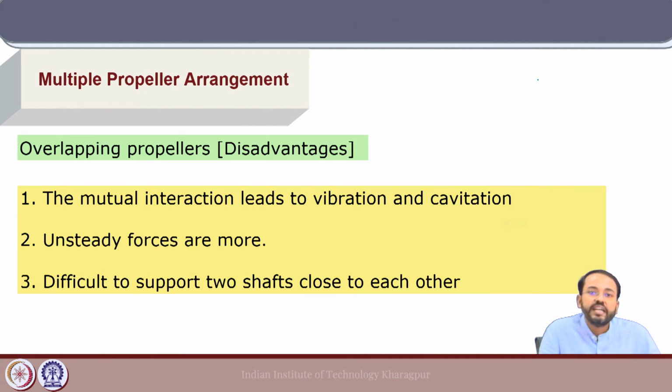overlapping propellers, and also because the two shafts are very close to each other, it is difficult for the structural arrangement and support system of the two shafts and the other structures that are related in the propulsion system. So, these disadvantages are critical for overlapping propellers.